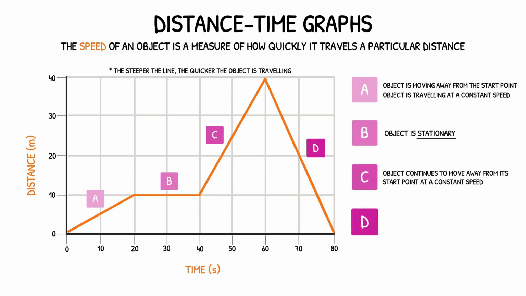Finally, at point D, we have a downward sloping straight line. A straight line still indicates that the object is moving at a constant speed, but the downward slope of the line indicates that the object is returning to its starting point. We can confirm this by looking at the values along the x and y axis, where we can now see that the distance travelled by the object is decreasing.